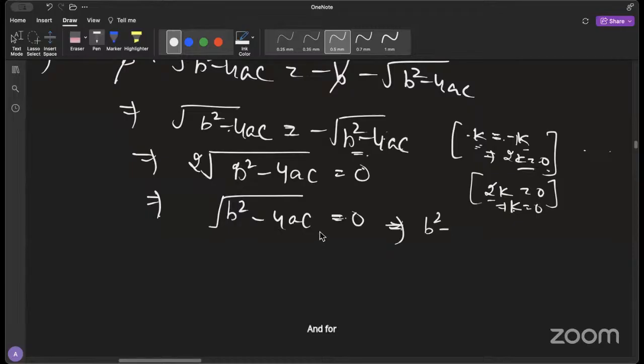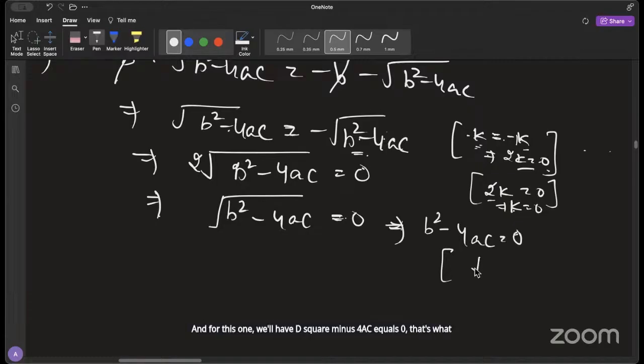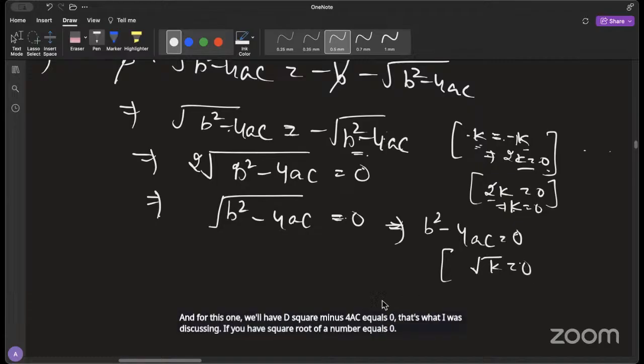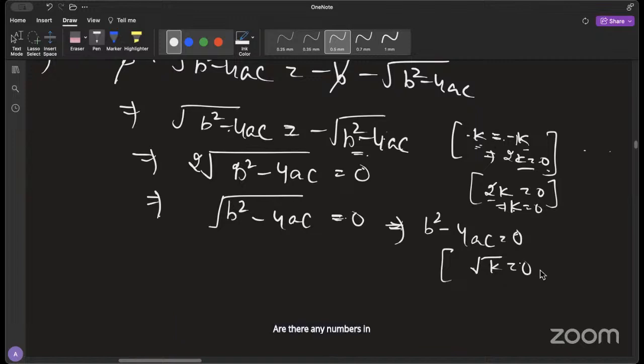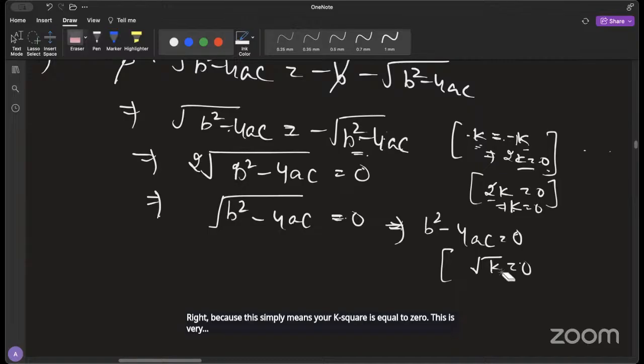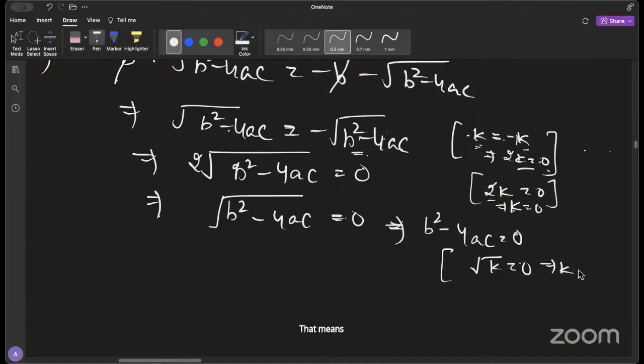And for this one, you'll have b square minus 4ac equals to 0. That's what I was discussing. If you have square root of a number equals 0, are there any numbers whose square root is 0 other than 0? Right? Because this simply means your k square is equal to 0. So only 0 square is 0 and 0 square root is 0. That means your k should be 0.